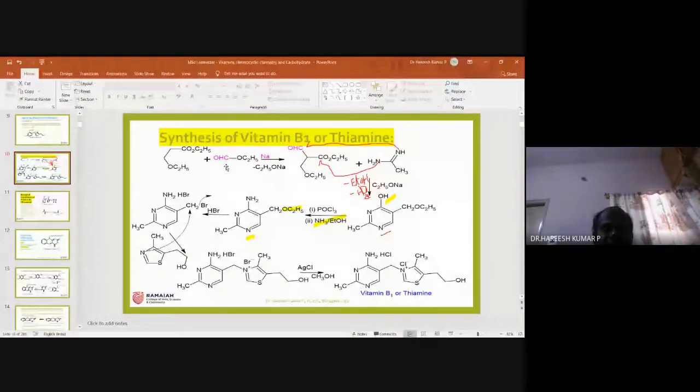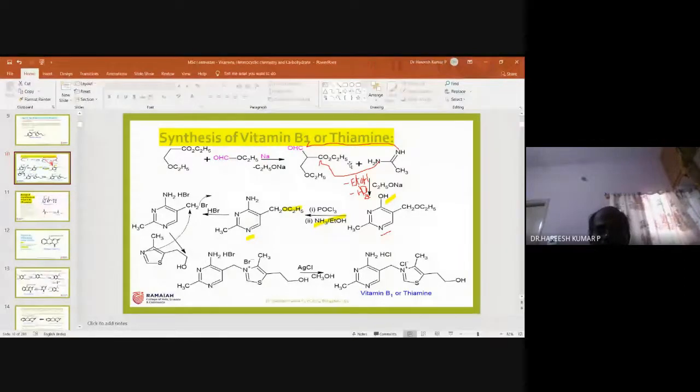And what happens when these two are treated with a base? The base may be sodium in alcohol. Sodium abstracts a proton, the proton present on this carbon. Why is the proton abstracted on this carbon? Because this carbon is attached to an electron deficient carbon. That is the reason it abstracts a proton, forming an anion. Once there is formation of the anion, that anion attacks this carbon, and this will go out as sodium ethoxide. There will be a new bond formation between this carbon and this CHO.